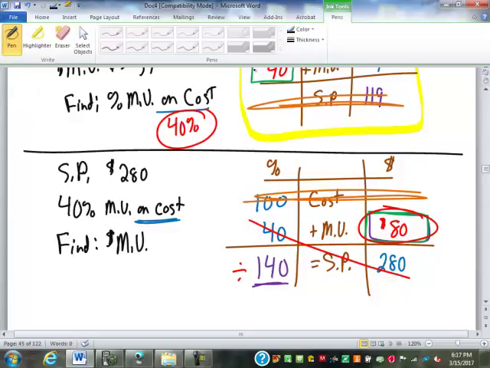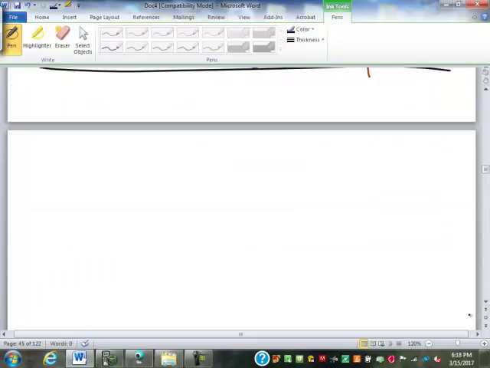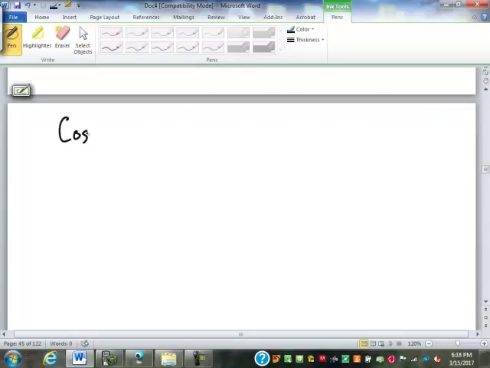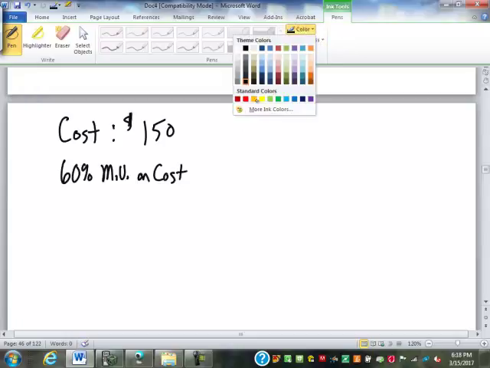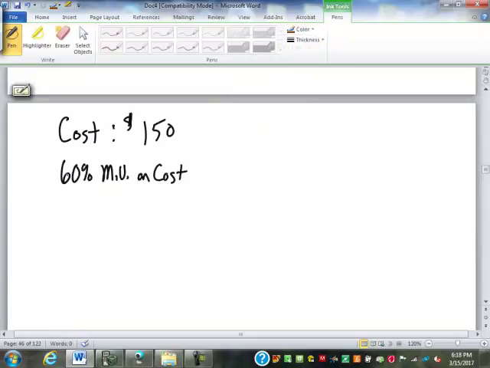What's the difference between the cost and the markup based on cost? I know you said this before. Well, the markup based on cost is a percentage that's calculated out of the cost. Here, let me do a complete problem for you. So you've got an item that costs $150, and there is a 60% markup on cost. Okay. Now I'm not asking for anything in particular, I'm just asking find everything.